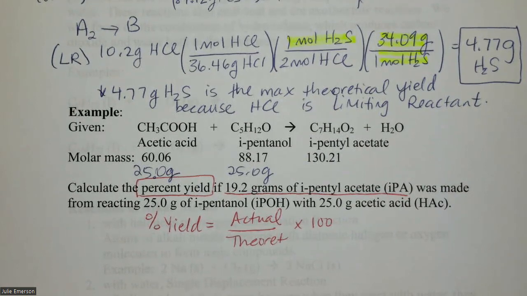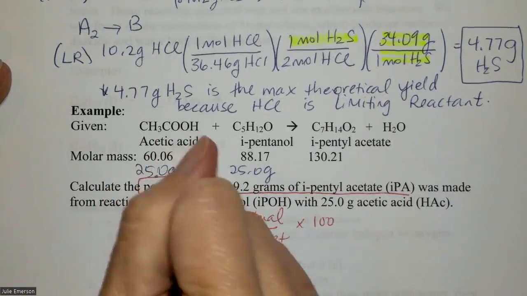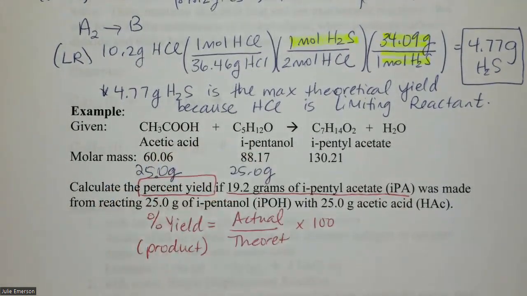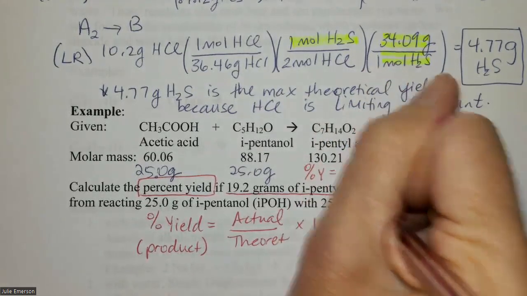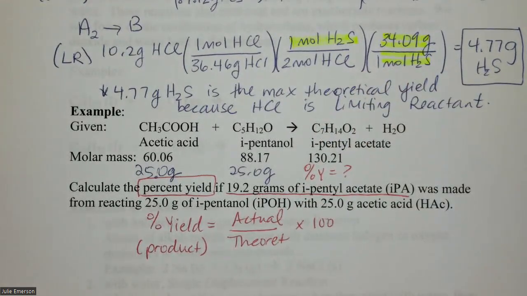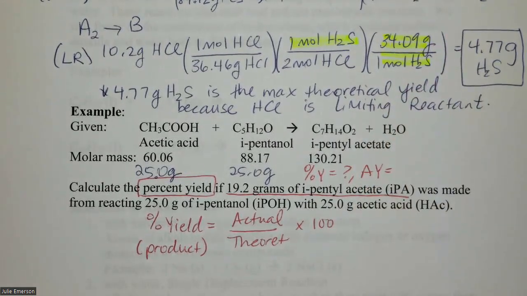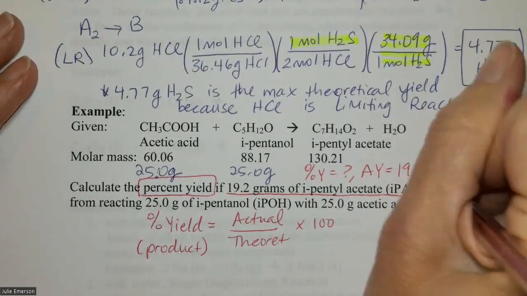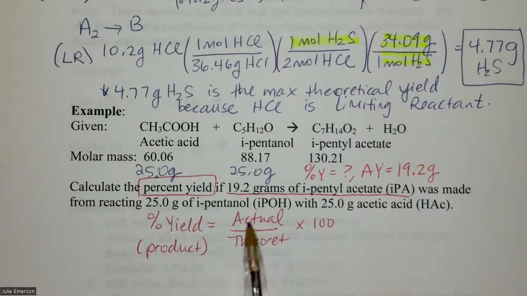What I think makes total sense is that since we're looking at a percent yield, it's always going to be for a product. Yield means product, produce. So we are looking for the percent yield of the isopentyl acetate. That means that the actual yield of that isopentyl acetate must be given, and that's the 19.2 grams. So that 19.2 grams, we just set on the table and forget about it, because we're going to use that at the end to do the percent yield calculation.